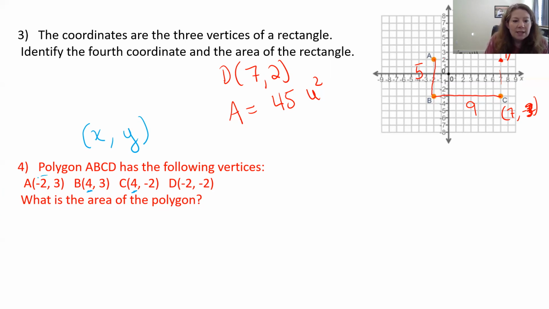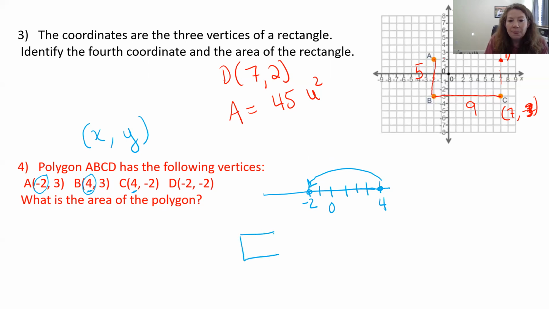So -2 and 4. We want to know how far apart -2 and 4 are. So if here is 0, 1, 2, 3, 4, and -2 is right here, how many spaces separate 4 and -2? Well, that's going to be 6. So our rectangle is 6 units wide.